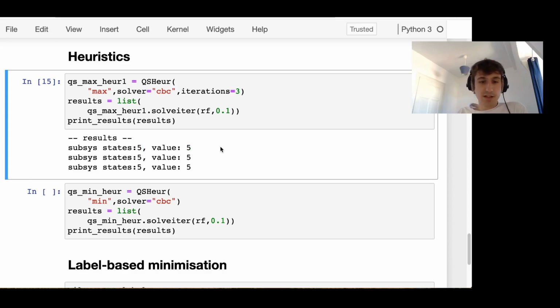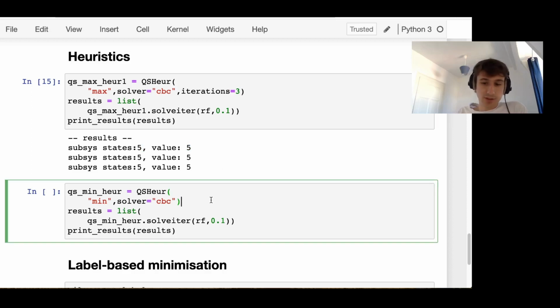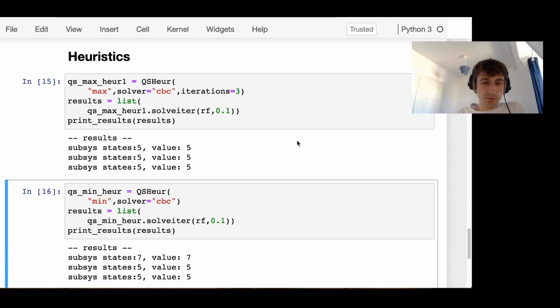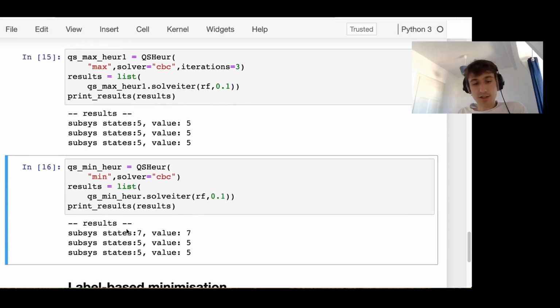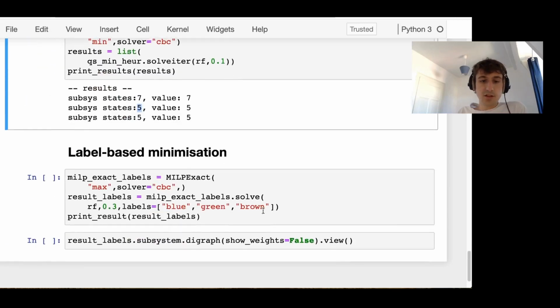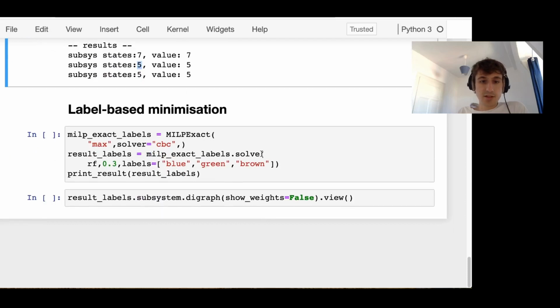But first we can do the same for minimum probabilities, and here you can see that the subsystem was improved after the first iteration. So the first iteration had a subsystem with 7 states, and then the second already had a subsystem with 5 states. Okay, so label-based minimization.